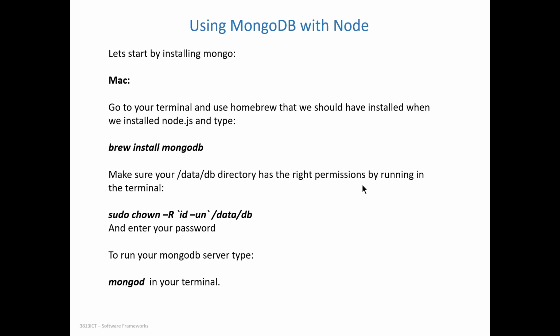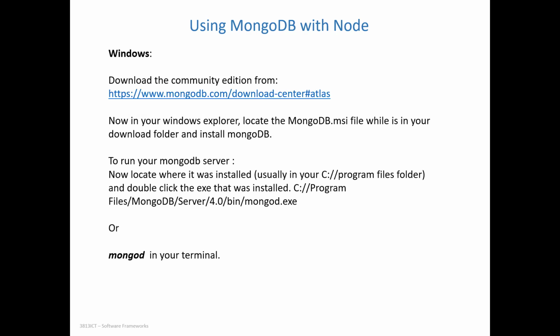So the next thing is, how do we install Mongo? Depending on your platform, whether you're running Mac or Windows, we have some simple instructions here for installing that. Installing MongoDB will install both the server software for the database, and it will also install a client-side terminal application that we can use to query and look at our particular database.